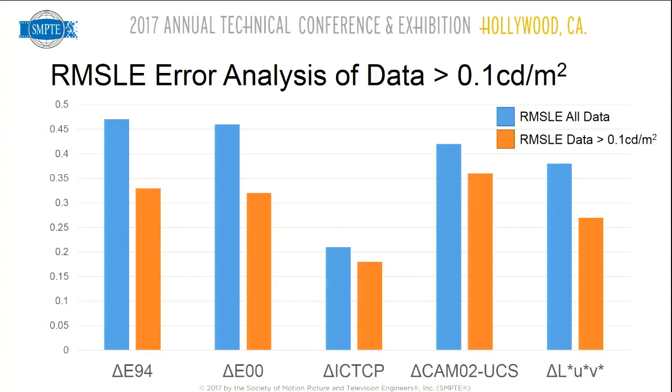And this is the plot without that data. So what we find is, even still, that delta ICTCP, given RMSLE analysis, was the best performing metric, or the most accurate to human perception. We do find that here, CAM02-UCS doesn't perform as well as some of the delta E metrics. Again, it's meant for larger color differences, so not extraordinarily surprising. And we find that the EBU tolerance is roughly on par with the delta E series.